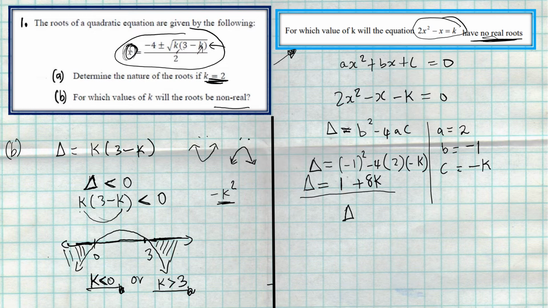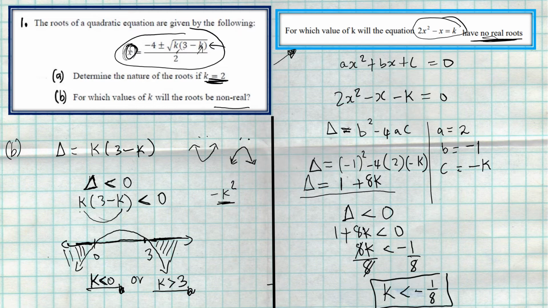For no real roots, it's when delta is less than 0. Where there is delta, I'm going to substitute 1 plus 8k and solve for my k. So when we solve for k, minus 1, we're going to go that side, divide by 8. This one cancels this one, then k will be less than minus 1 over 8.